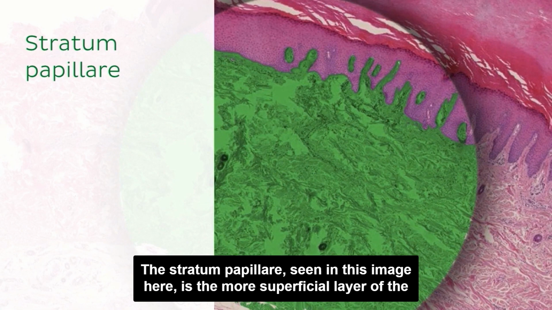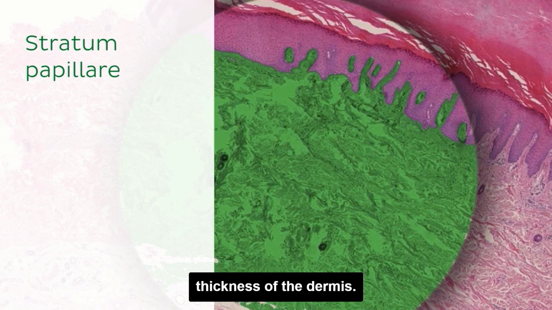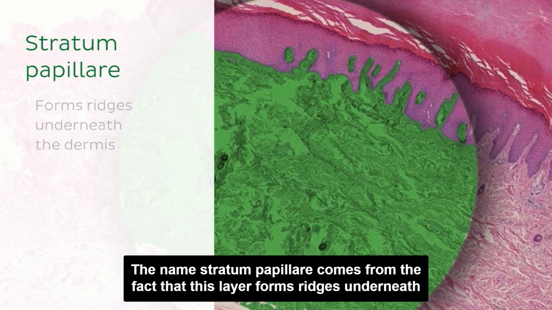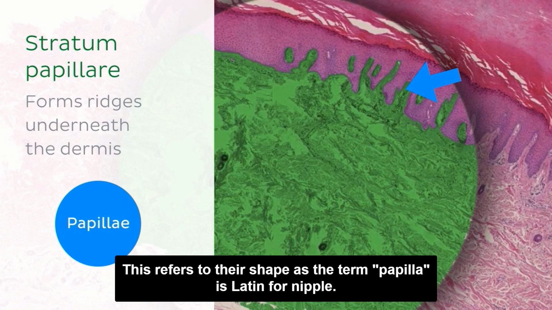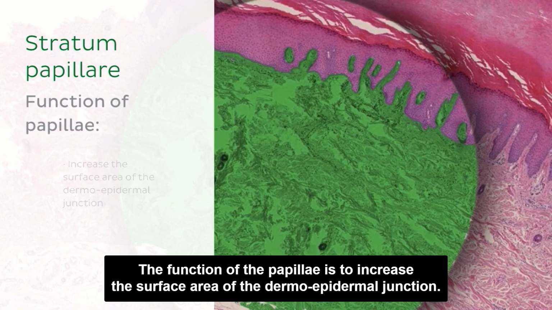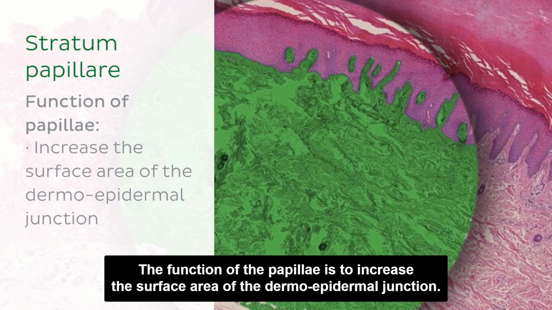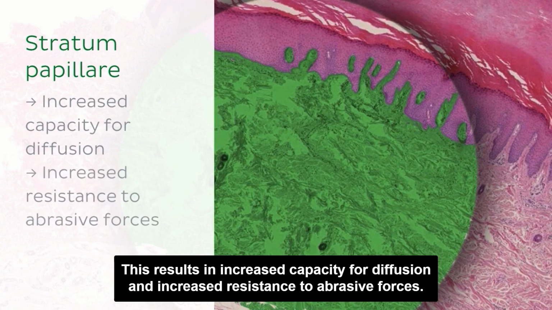The stratum papillare, seen in this image here, is the more superficial layer of the dermis. It lies directly beneath the basement membrane and represents around 20% of the thickness of the dermis. The name stratum papillare comes from the fact that this layer forms ridges underneath the epidermis and can be seen here. These are otherwise known as papillae. This refers to their shape, as the term papilla is Latin for nipple. They interlink with the epidermal ridges just here. The function of the papillae is to increase the surface area of the dermoepidermal junction. This results in increased capacity for diffusion and increased resistance to abrasive forces.